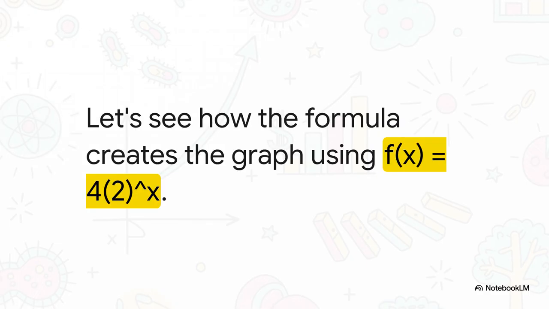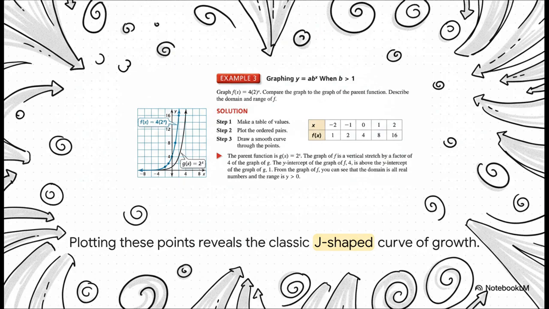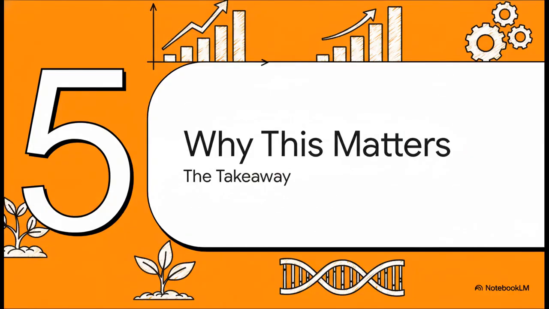But how do we even get that curve in the first place? Well, it all starts with the numbers. Let's take this example from our source and actually see how the formula creates the picture, one step at a time. First thing we do is make a little table. We just pick a few numbers for x and plug them into our formula. So if x is 0, y is 4. If x is 1, y is 8. If x is 2, y is 16. Do you see the pattern? It's multiplying by 2 every single time. And when you take those points we just found and you put them on a graph, you get this, that perfect classic J-shaped curve. That right there is the visual signature of exponential growth. It's totally unmistakable.